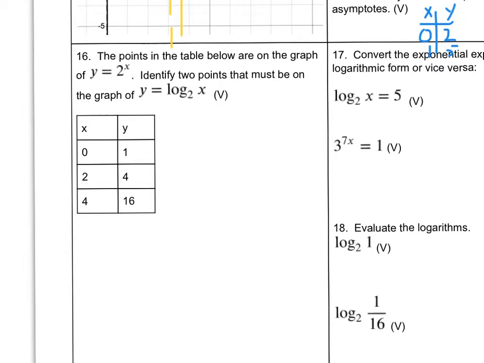For number 16, the big idea is that logs and exponentials are inverses. That means that these points are all going to be switched. So if these are on the graph of 2 to the x, the graph of log base 2 of x would end up being 1, 0; 4, 2; and 16, 4. Just switching those points around.